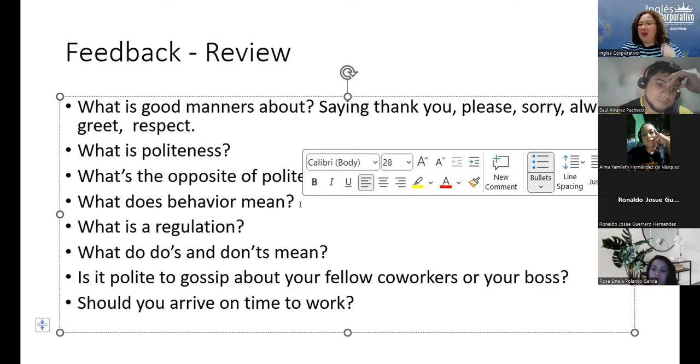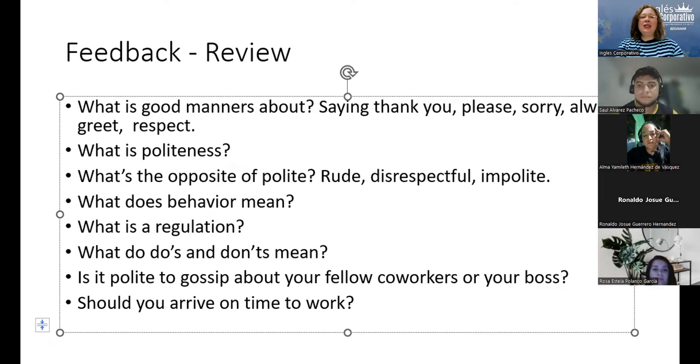So, what does behavior mean? What does behavior mean? Go look it up in the dictionary. Vayan a buscarlo en el diccionario. Go look it up in the dictionary. En nuestro manual también tenemos la definición por ahí en la clase de ayer.